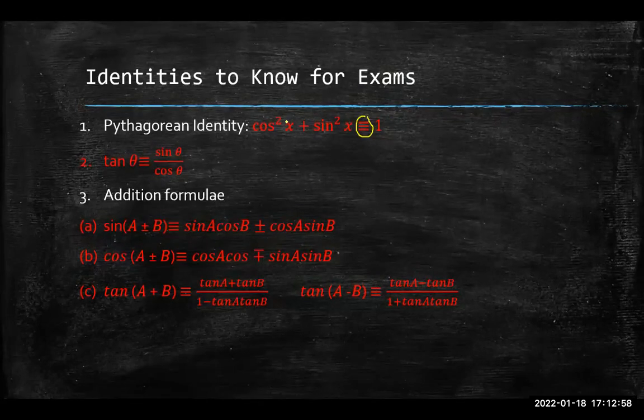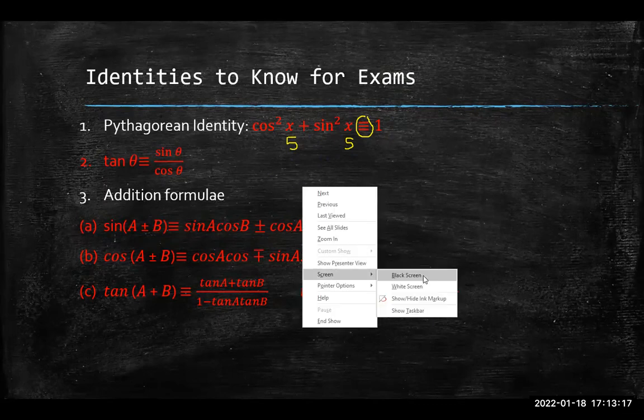So cos squared of whatever x is, so let me say x is 5. Cos squared of 5 plus sine squared of 5 is supposed to give me 1. Every single time for any value of x, I'm supposed to get 1. So let's prove that first, before I show you how exactly they derive this identity.